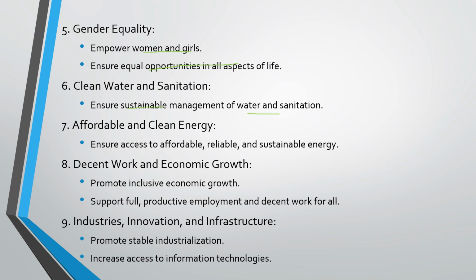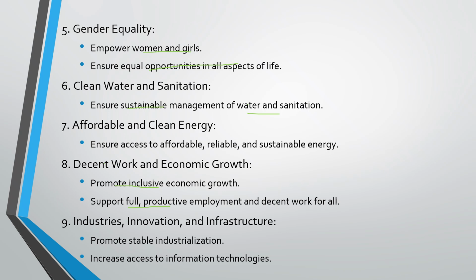The sixth SDG is clean water and sanitation, which means to ensure sustainable management of water and sanitation. The seventh SDG is affordable and clean energy. That is to ensure access to affordable, reliable, and sustainable energy. SDG 8 is decent work and economic growth to promote inclusive economic growth and to support full productive employment and decent work for all.